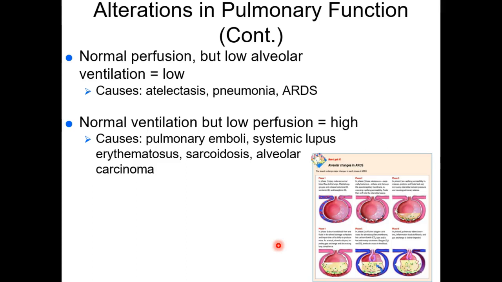If you have a very well ventilated alveolus, what do we want in terms of perfusion? Lots of perfusion. We want it to match. What would happen if it was well ventilated but poorly perfused? You're not really meeting your ability to oxygenate. So less blood is going to move forward to the left side of your heart.